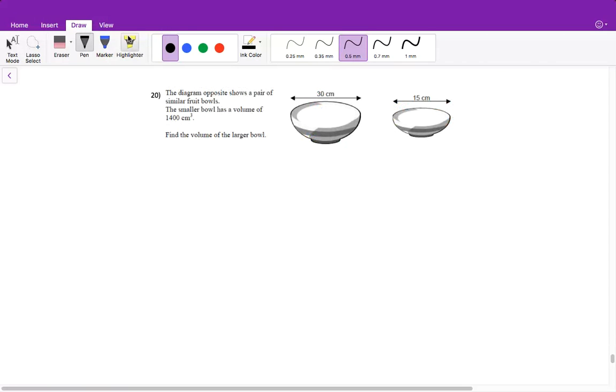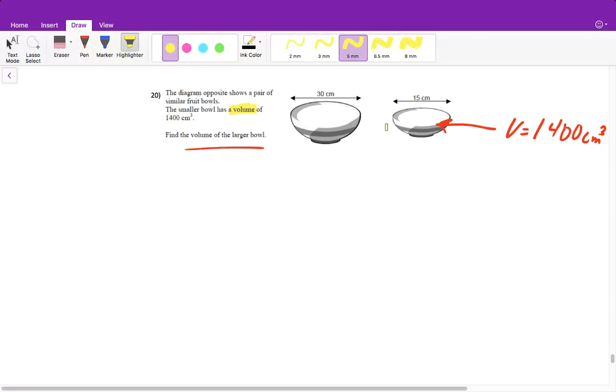All right, this one is talking about the volume. So it says the diagram opposite shows a pair of similar fruit bowls. The smaller bowl has a volume of 1,400 centimeters cubed. So I'm going to go ahead and write that the smaller bowl has a volume that is 1,400 centimeters cubed. All right, so we know that volume. It says find the volume of the larger bowl.